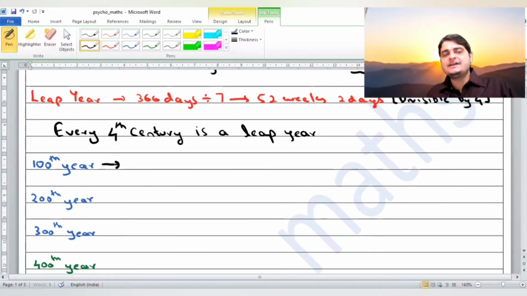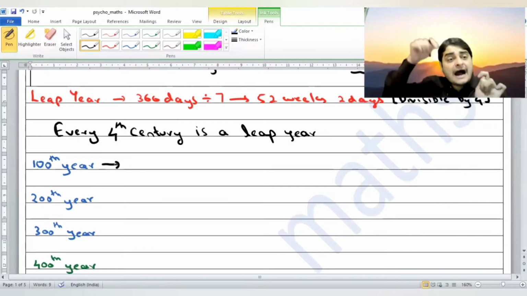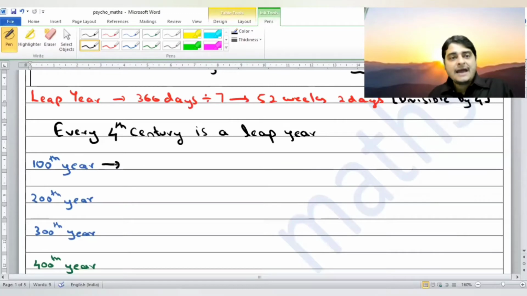In the first 100 years, we know every 4th year is a leap year. So to simplify, 100 divided by 4 is 25. So as per the calculation, there are 75 normal years and 25 leap years. Isn't it? But no, students, not at all. Why? Because the 100th year was not a leap year, which means there were 76 normal years and 24 leap years.